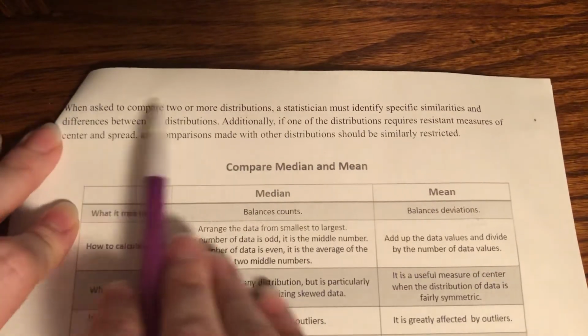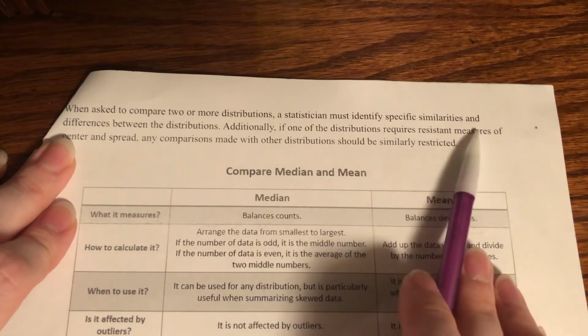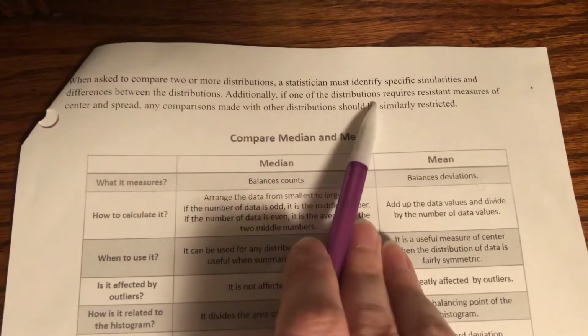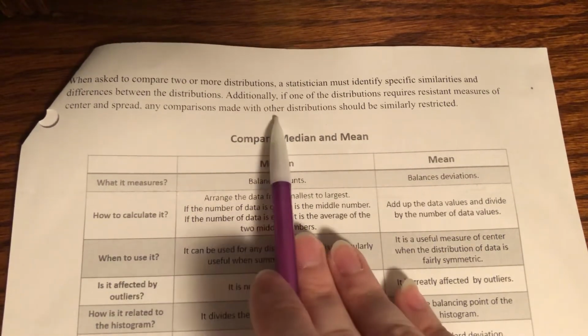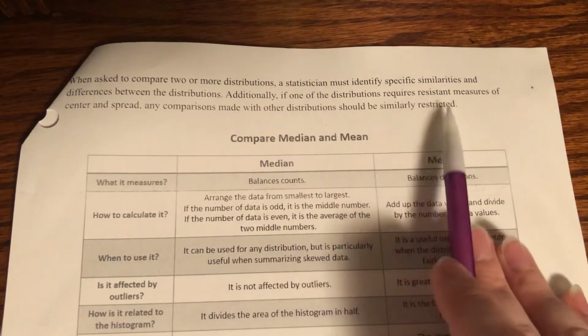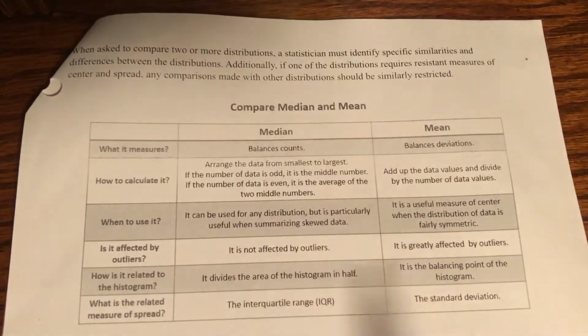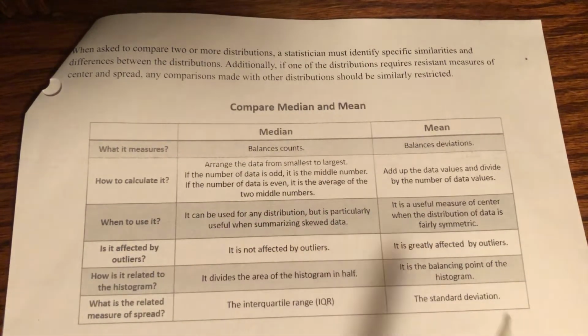Right. Now, when asked to compare two or more distributions, a statistician must identify specific similarities and differences between the distributions. Additionally, if one of the distributions requires resistant measures of center and spread, any comparisons made with other distributions should be similarly restricted. Right. So this is just a table comparing mean and median. I'm going to let you go ahead and read that.